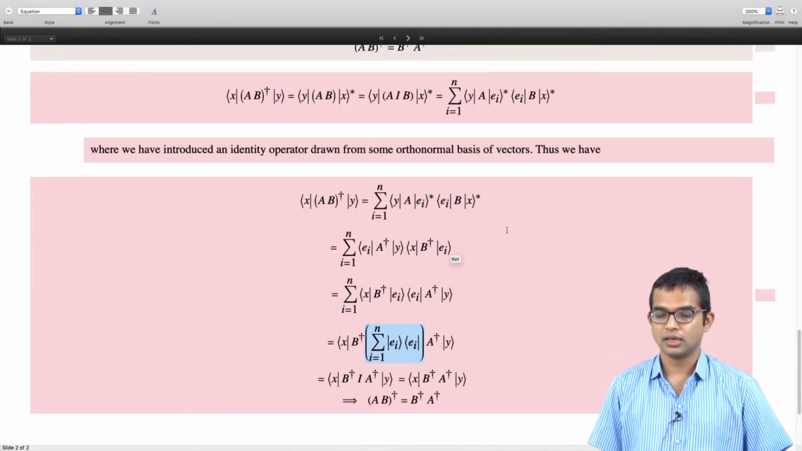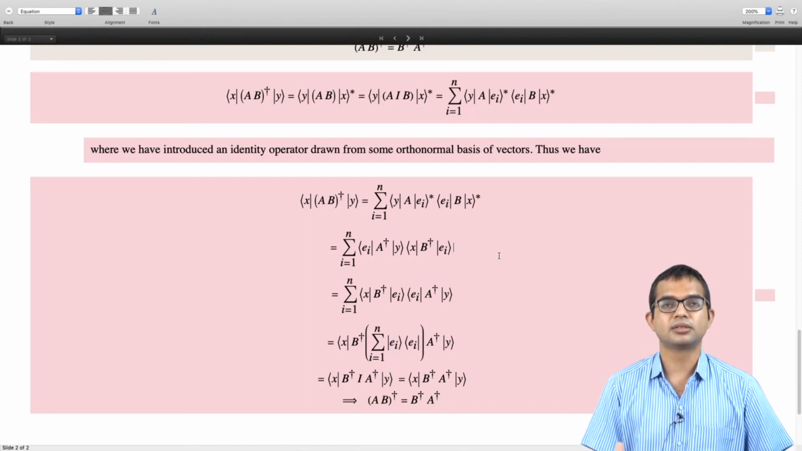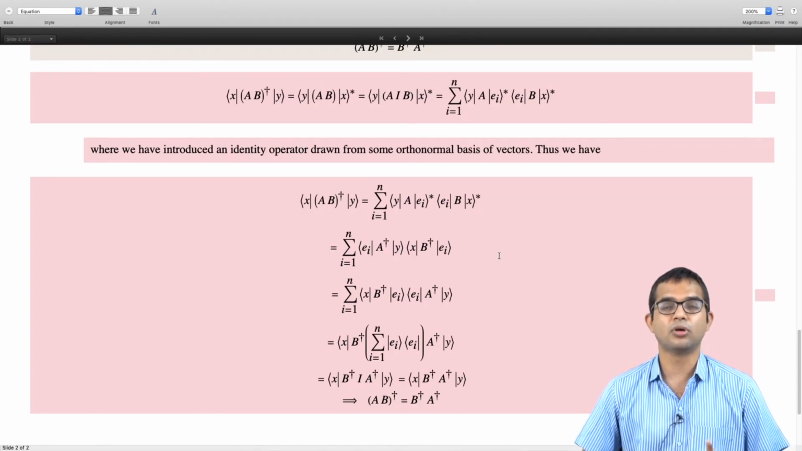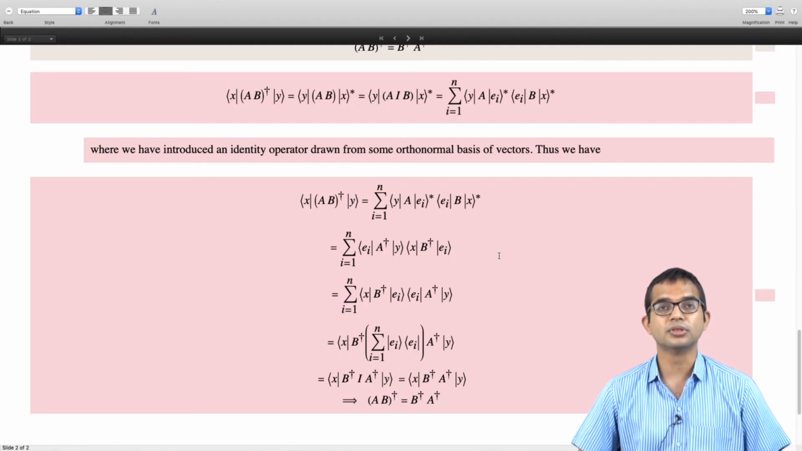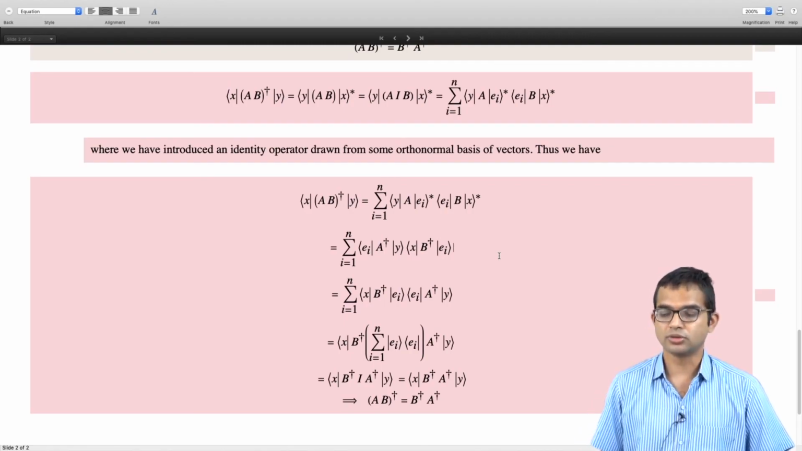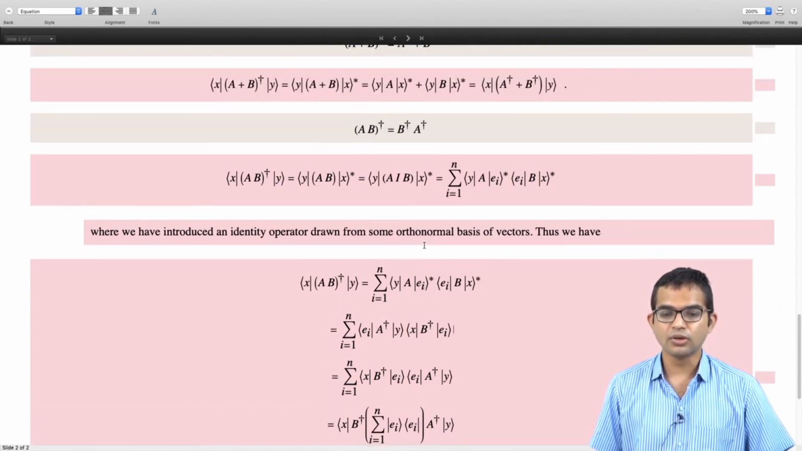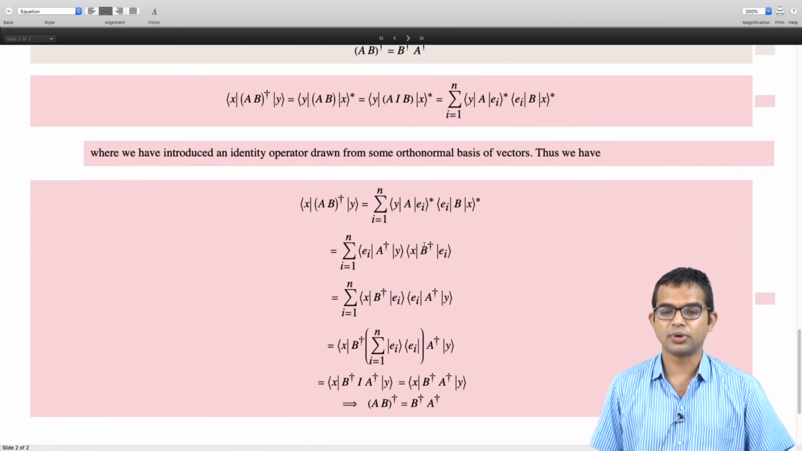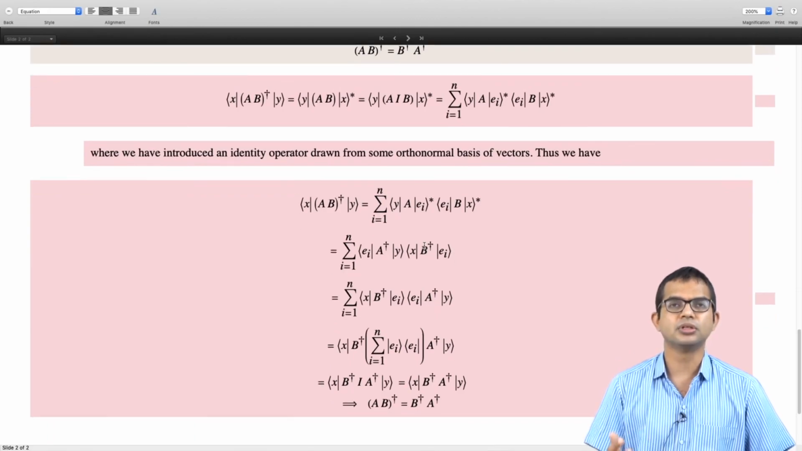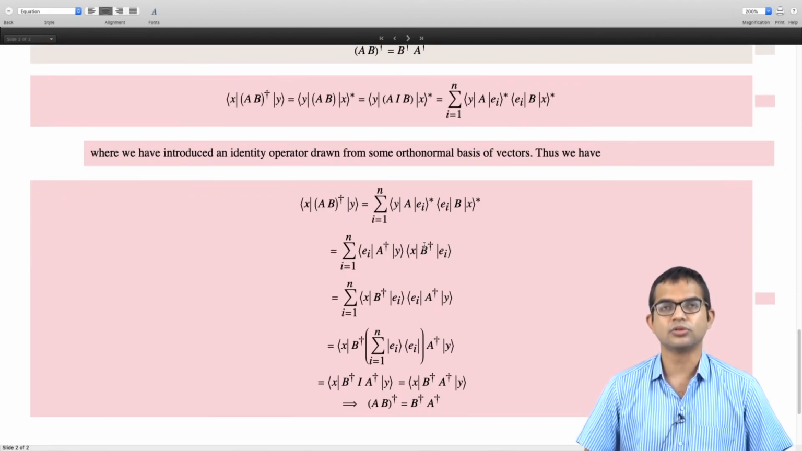So this elaborate discussion illustrates the power of the identity operator, and how, when it is introduced strategically between operators, many results can be proved with this technique, which will appear in many contexts in quantum mechanics. Okay, so that's all for this lecture. More on this kind of identity operator decomposition will be used in the following lectures. That's all for this lecture. Thank you.